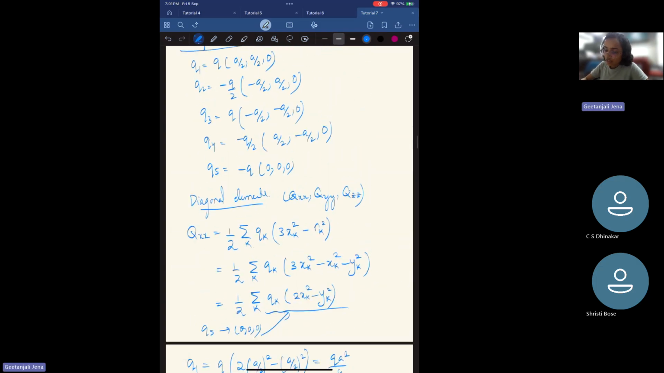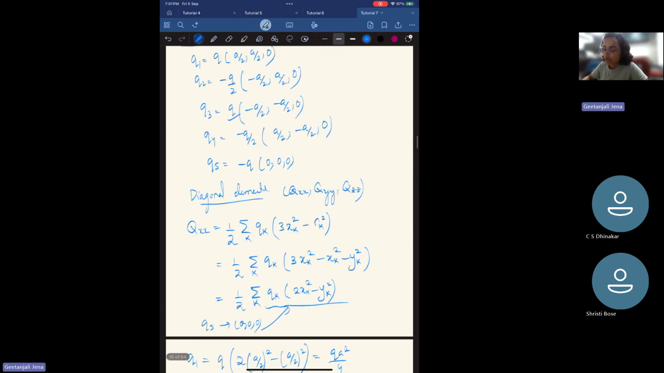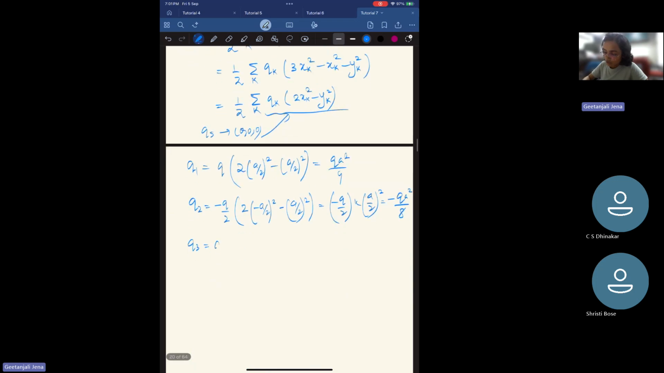For the third charge, it is Q at minus a by 2 and minus a by 2. So you have Q times minus a by 2 squared minus a by 2 squared, which is similar to what we have seen in Q1. It will give Q squared by 4.